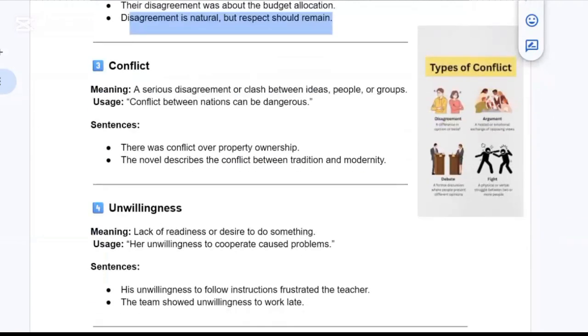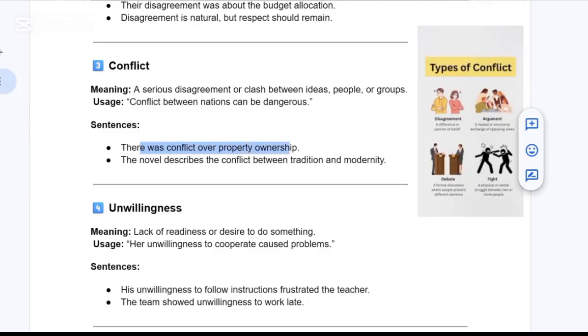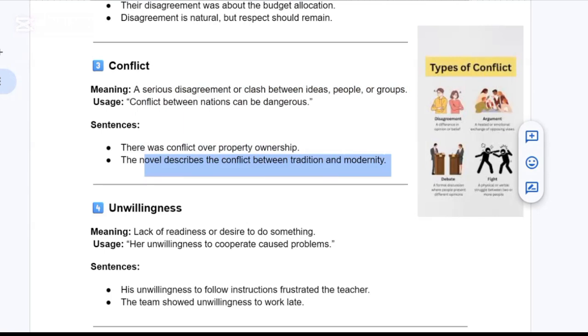Conflict. Conflict is a serious disagreement or clash between ideas, people, or groups. Conflict between nations can be dangerous. There was a conflict over property ownership. The novel describes the conflict between tradition and modernity. Means there is a clear difference between the ideas of traditions and people.